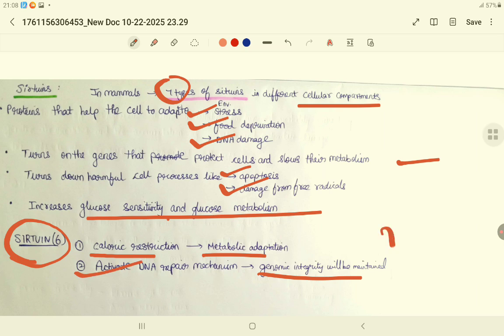These are the two important functions of sirtuin 6 particularly, and basically sirtuins help in delaying senescence, and the cell won't die so soon, right? Because they help in adapting the cell to various stresses like DNA damage, food deprivation, and environmental stress. Right, that's all about cellular aging.